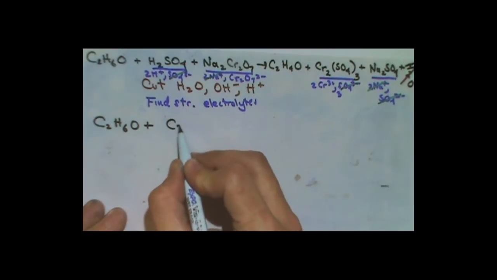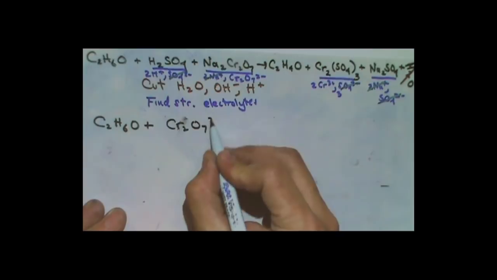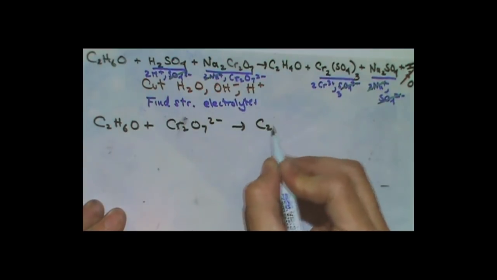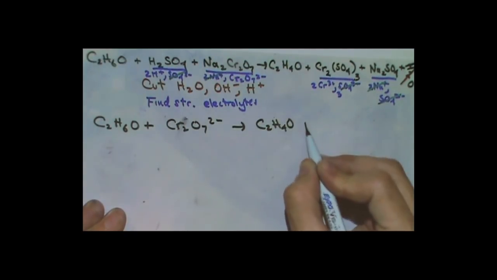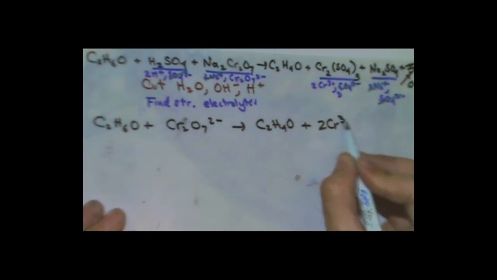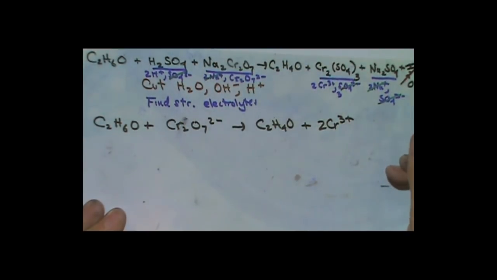The next thing left is Cr2O7 2- goes to C2H4O plus 2Cr3+. That's it. I think that's it. Everything else canceled or got cut. Yes?